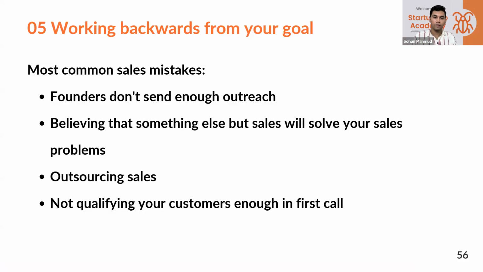Let's move on to talking about the most common sales mistakes. As I mentioned, founders don't send enough outreach. If you're just sending 500, maybe you'll get 2 or at most 10. Also, believing that something other than sales will solve your sales problem. When you have already passed your MVP stage and you're getting customers, sales is the thing that can solve all of your problems. Sometimes founders outsource sales. They hire a team or give it to a third-party company to do the sales and marketing for them. And also not qualifying your customers enough before the first call. At first, you have to qualify your customers.